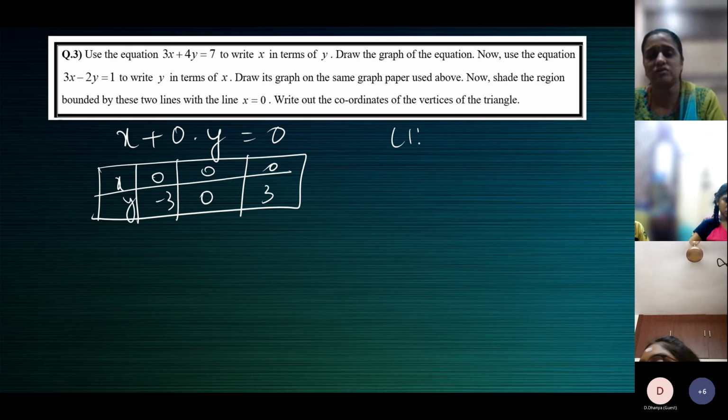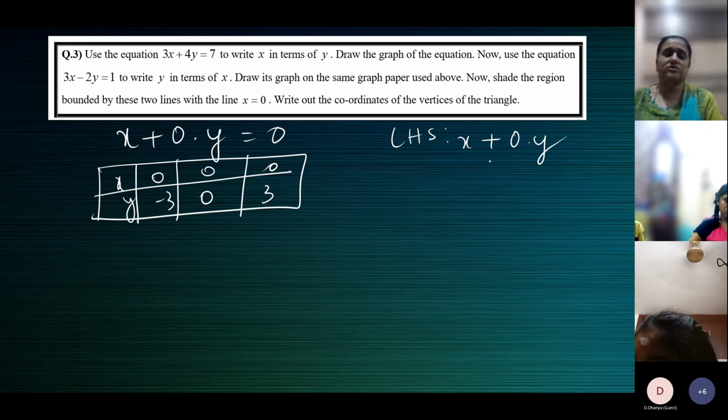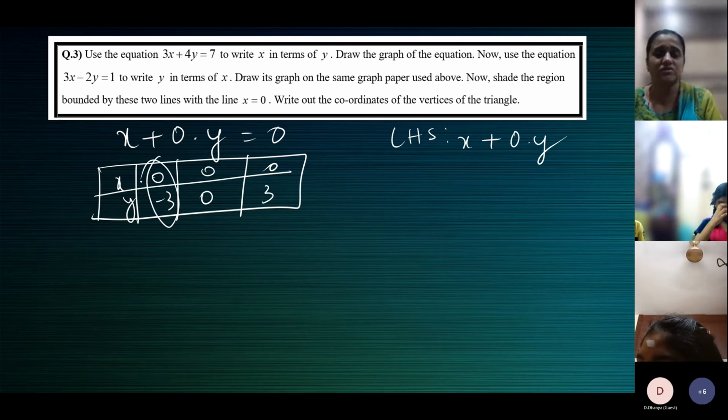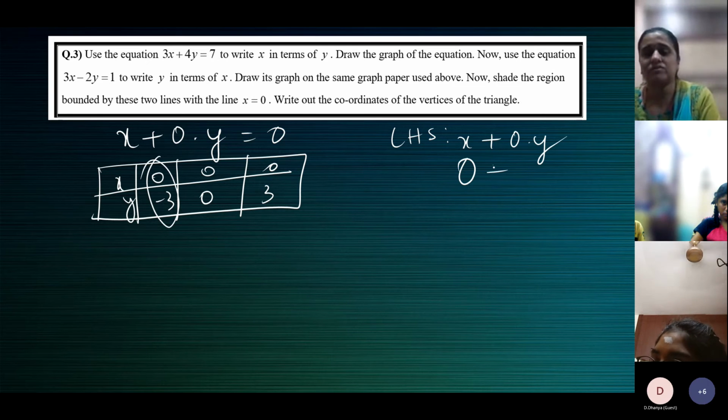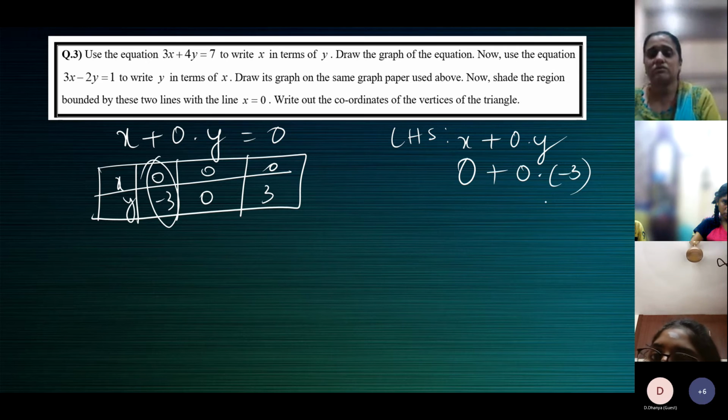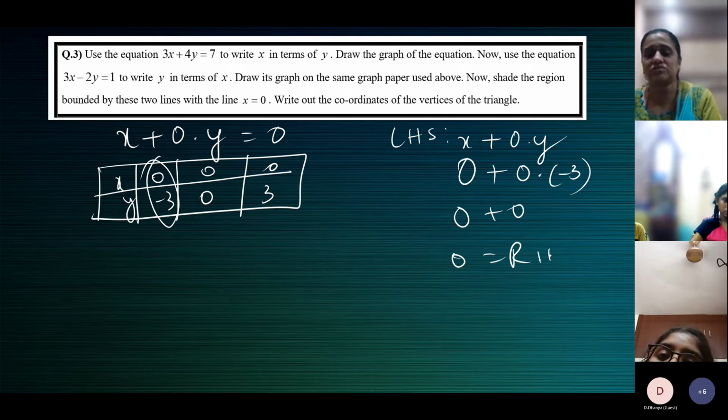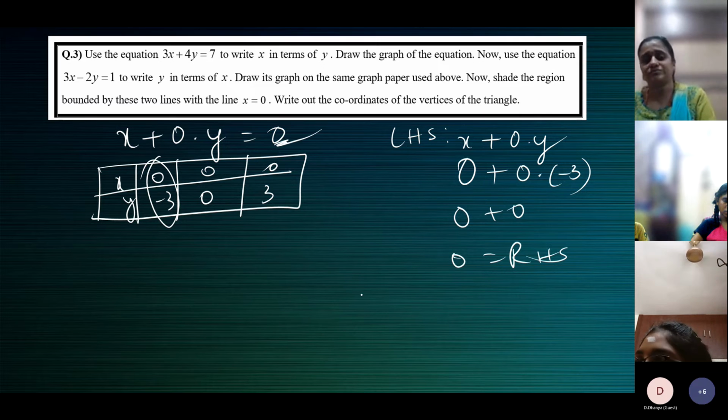Let's see if it satisfies the equation. What is the LHS? x plus 0y. Let's check this. What is x? 0, plus 0 into y, which is minus 3. I've used the value of x as 0 and y as minus 3. So 0 plus 0 into minus 3 is 0 plus 0, which is 0, which is the RHS. See here, the RHS is 0.